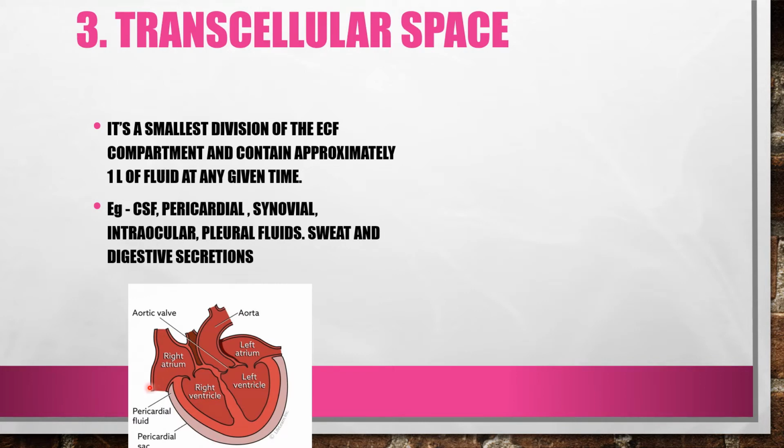The next one is transcellular space fluid, or transcellular fluid. This is the smallest division of the extracellular fluid compartment. It contains only 1 liter of fluid. For example, the pericardial space: in the heart there is pericardial fluid. Then synovial joints, then cerebrospinal fluid. This type of fluid we can call transcellular fluid.